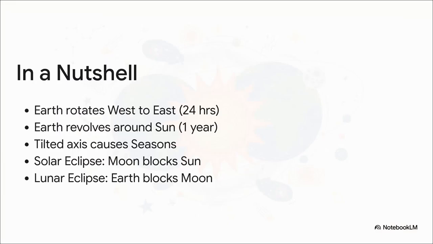Awesome! Now let's do a super quick rapid-fire recap of everything we discovered in a nutshell. Ready? The Earth rotates west to east every 24 hours, and that gives us day and night. This rotation causes apparent motion, making the sun and stars look like they're rising in the east. While it's spinning, the Earth also revolves around the sun once a year. Combine that yearly trip with the Earth's tilted axis, and boom, we get seasons. Finally, eclipses are just shadows. Solar eclipse, moon blocks the sun. Lunar eclipse, Earth blocks the moon. Literally, if you know the points here, you practically know the whole chapter.